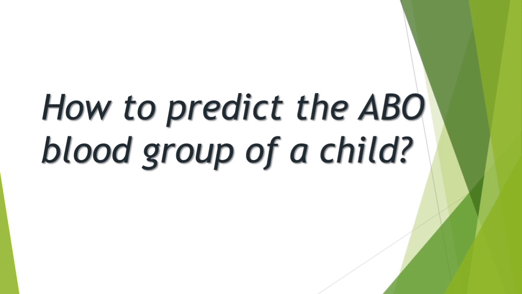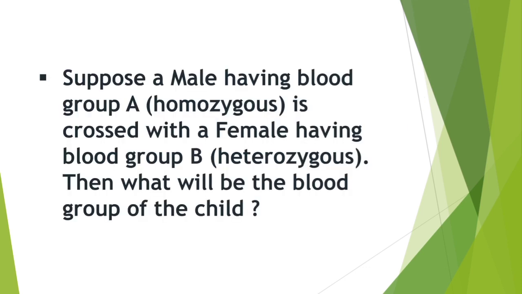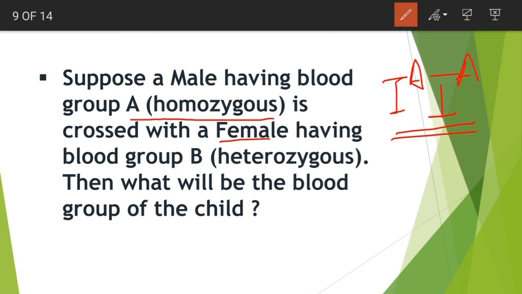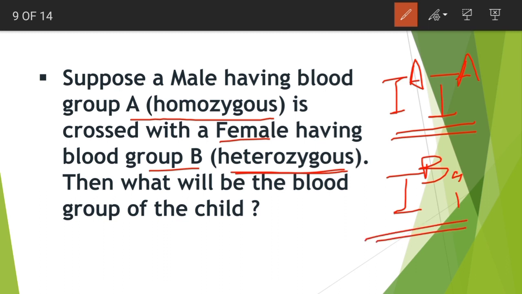So how can we predict the ABO blood group of a child? Now we can take a condition where a male having blood group A, which is homozygous in nature, that is, capital IA with capital IA, is crossed with a female having blood group B, which is heterozygous in nature, that is capital IB with small i. What will be the blood group of the child?